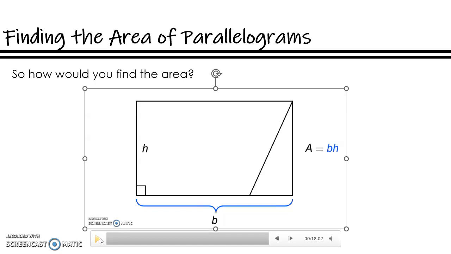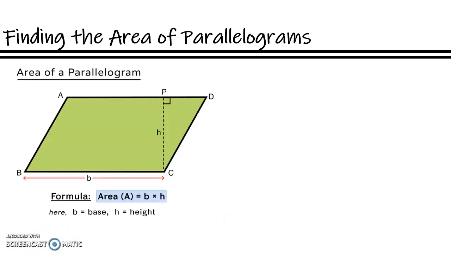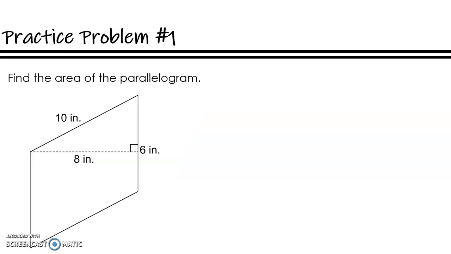Therefore, the formula is the same as a rectangle, where you take the bottom, which is called, in this case, the base, it can also be the length, and you multiply it by the height, which is also the width. So the same formula. So here is, again, a picture of a parallelogram, and it shows you the formula. Area equals base times height. So I challenge you to pause the video and give this one a try, and then we will talk about it.